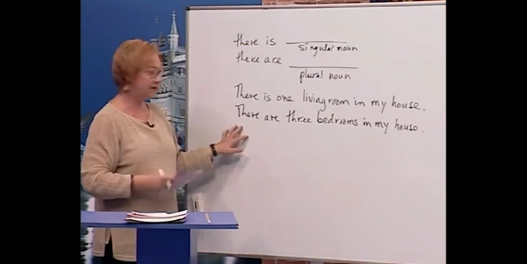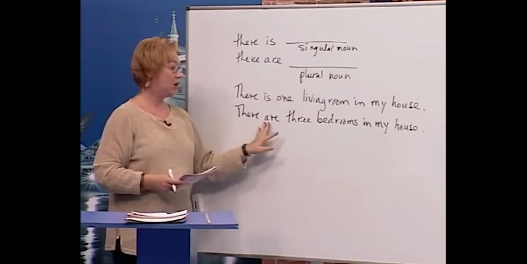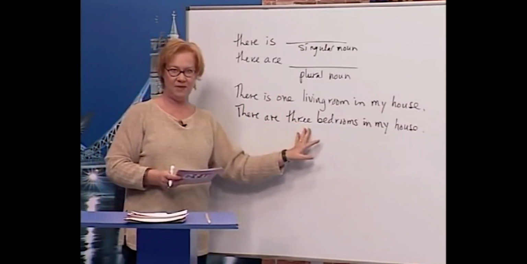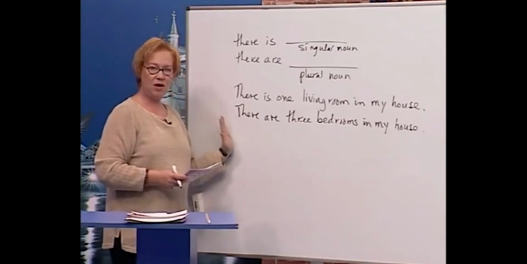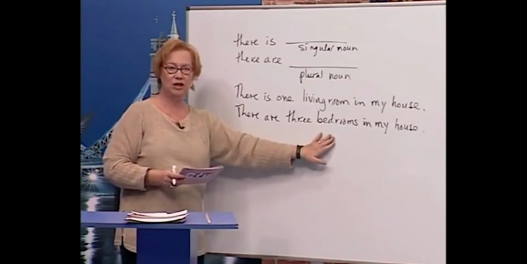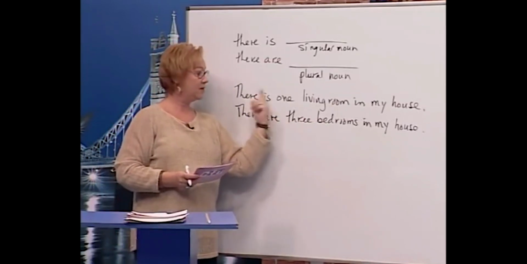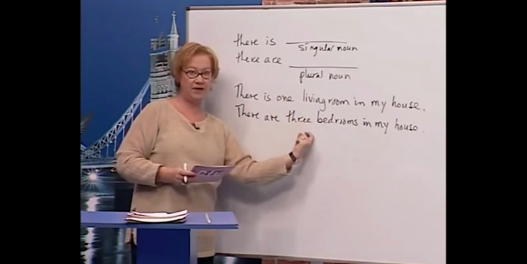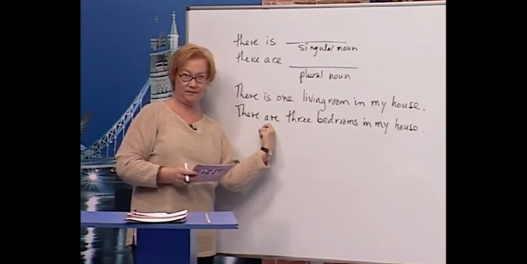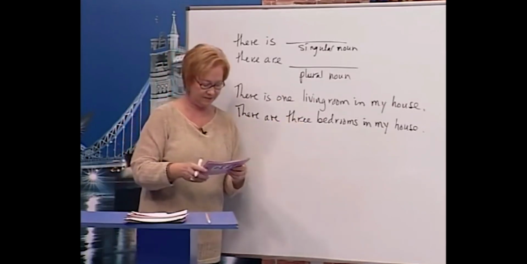Do you see the difference? There is one living room. There are 3 bedrooms. Now, with there is and there are, you have to look here and then to see the verb. So there is one living room, is. There are 3 bedrooms, are. So you have to look after there to see what the verb is.